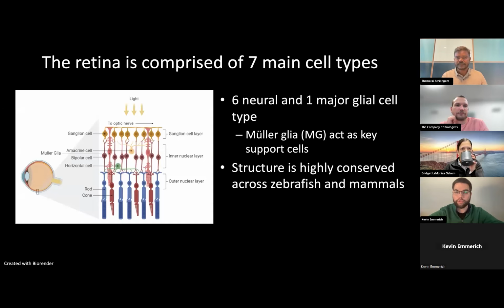Similar to Bridget's talk, actually, we're going to focus on a glial cell type, the Mueller glia in this case, which you'll see really have a profound impact in how the retina functions in the context of regeneration. And I want to note that the structure of the retina is highly conserved in zebrafish and mammals.